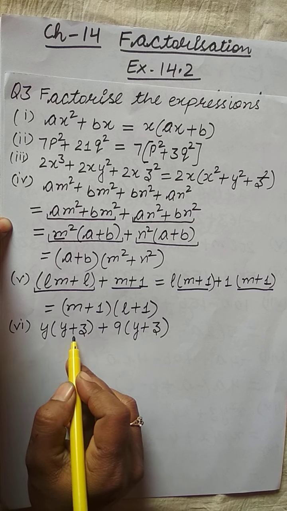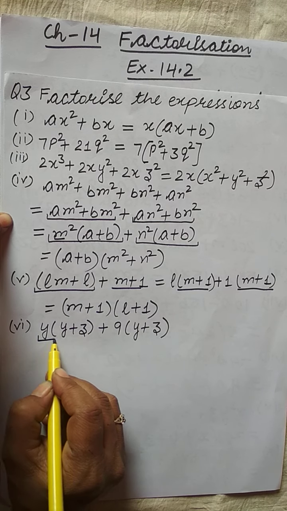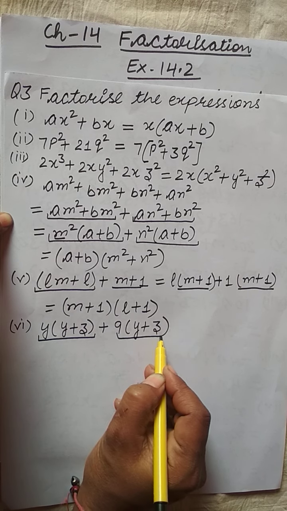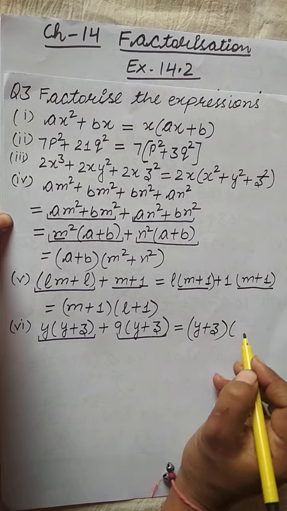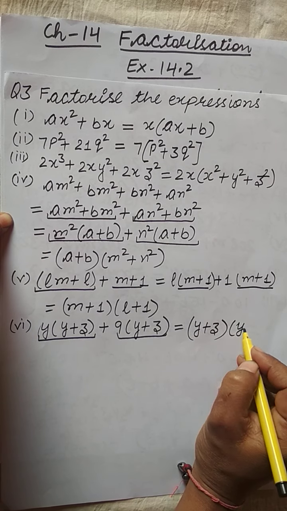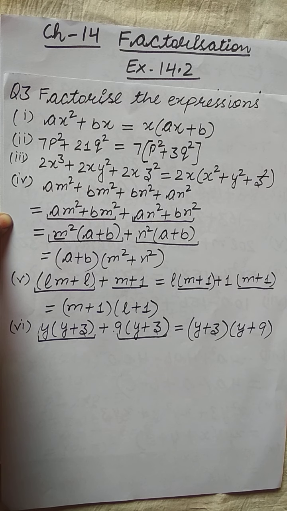Sixth part is y into y plus z plus 9 into y plus z. Now you can see from these two terms, y plus z is the common factor into remaining part is y plus 9. Y plus z into y plus 9 is the answer.